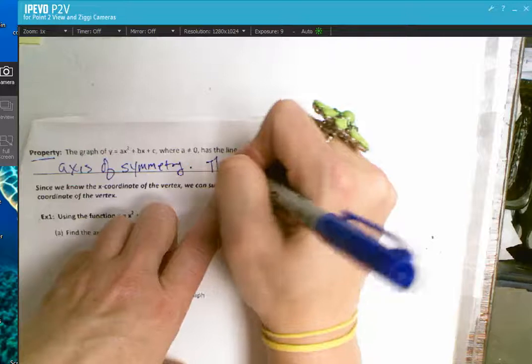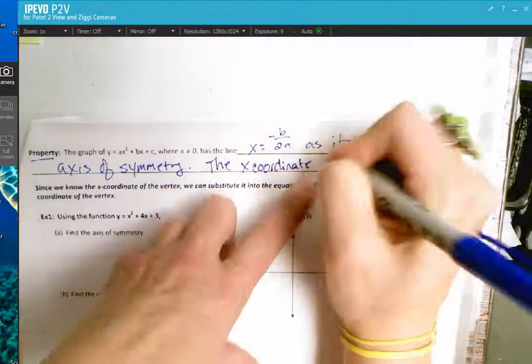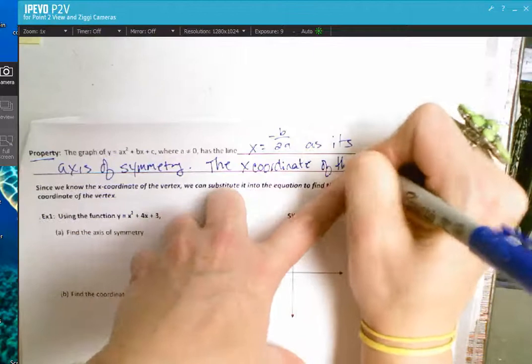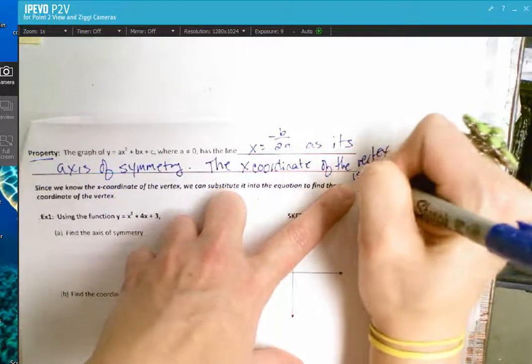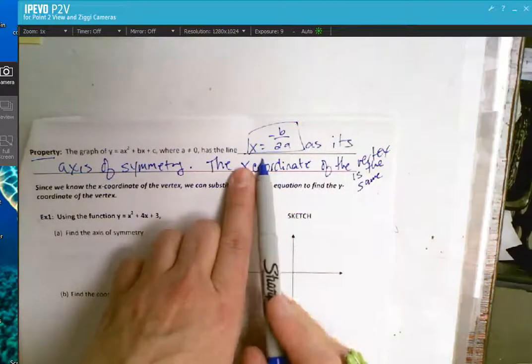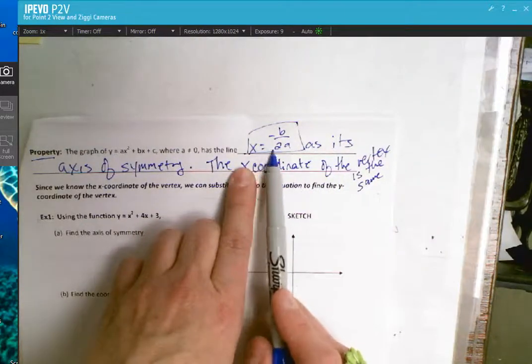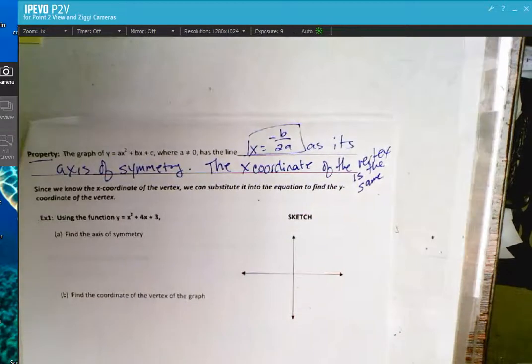The x coordinate of the vertex is the same. So we are solving for the value of x when it is the middle term, or it's like highest or lowest. So whatever x we find gets put into the vertex, and we automatically know what the vertex is. So let's take a look at finding some of these.